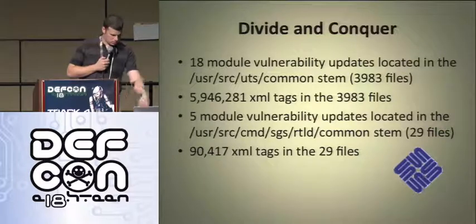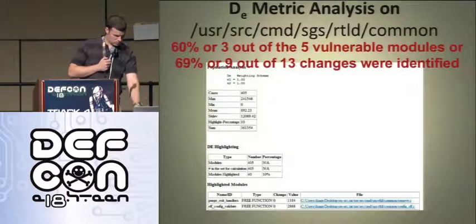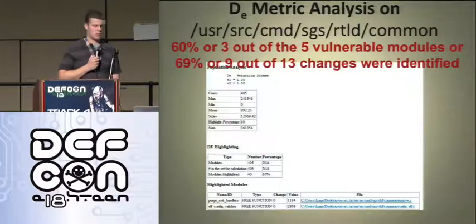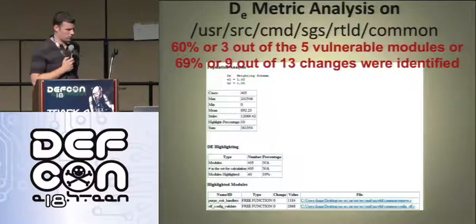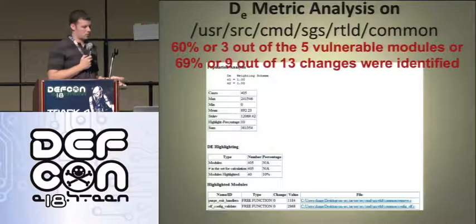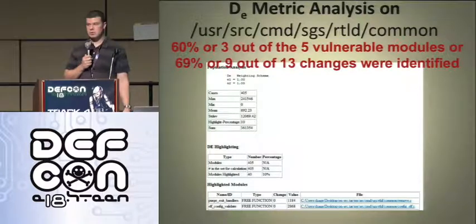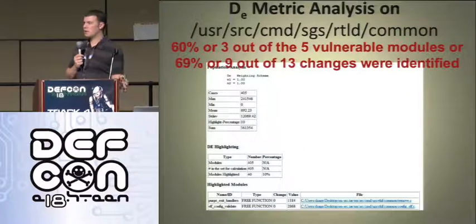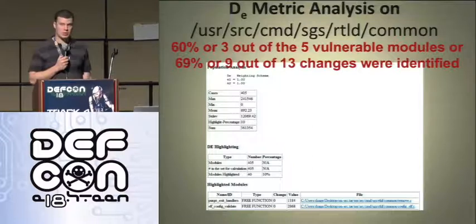Let's see. There we go. When she got that code to work and pick apart, because there's a lot of weird stuff in there that was messing up her preprocessor engine, we had 60%, or 3 out of 5 vulnerable modules, and 69%, or 9 out of 13 changes, identified, which is pretty good. Not as good as the reliability numbers, but for a system that complex with that much code, we still felt it was pretty good results.